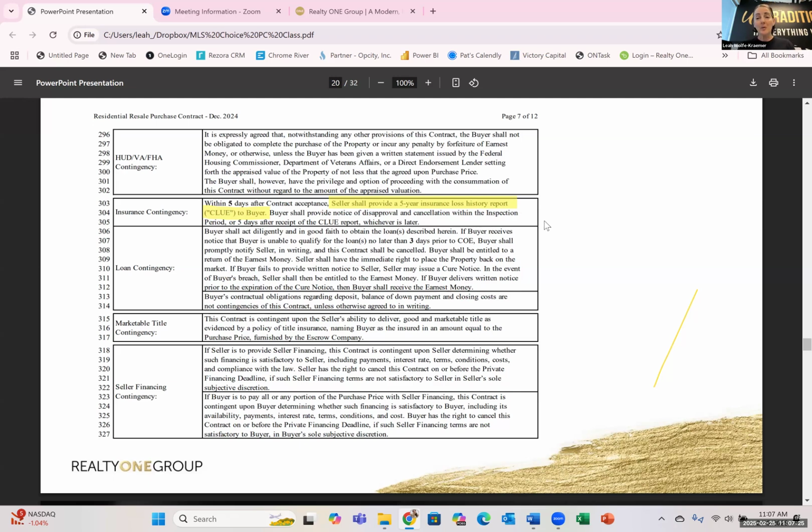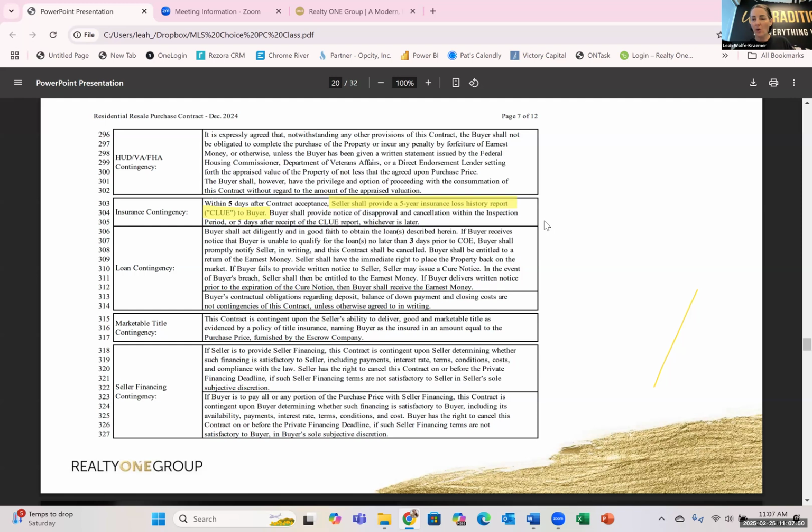Okay, we referenced the clue report and this is why. Within 5 days after contract acceptance, sellers shall provide a 5-year insurance loss history report, CLUE, to buyer. Buyer shall provide notice of disapproval and cancellation within the inspection period or 5 days after receipt of the CLUE report, whichever is later. So we started off pretty well here. Shall provide a 5-year insurance loss history report to buyer. I think they could do that.